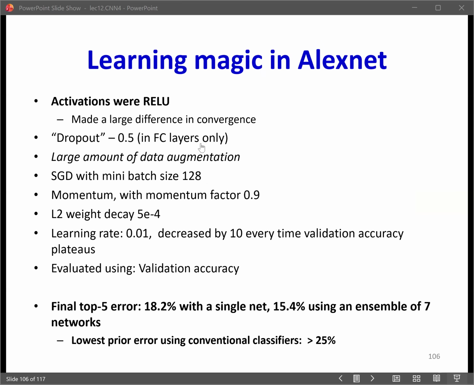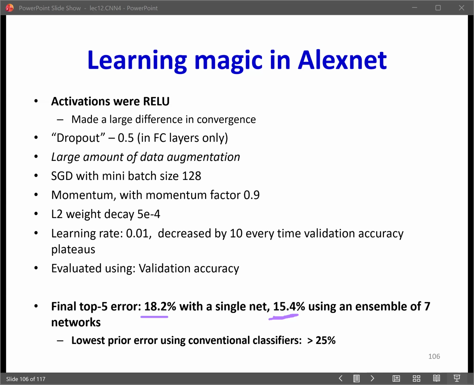And some more training details. But here's the bottom line. Overnight, the error went down from 25% to 18.2% with a single ConvNet. Even better, when they trained 7 different networks and voted over all 7, the error went down to 15.4%. So there was a 40% reduction in the error overnight when they started using ConvNets.